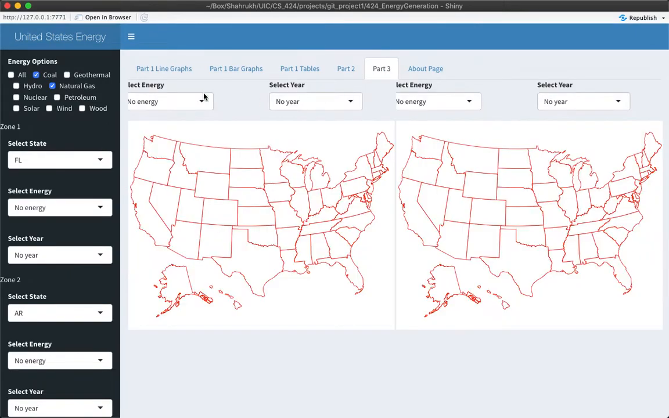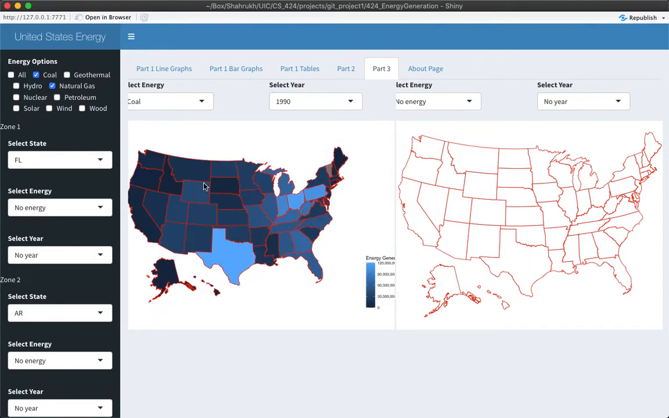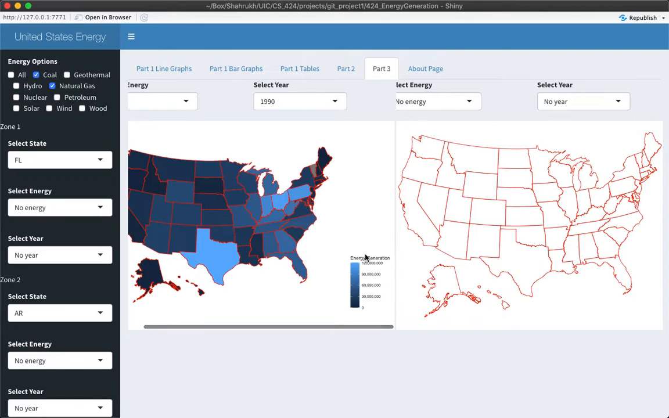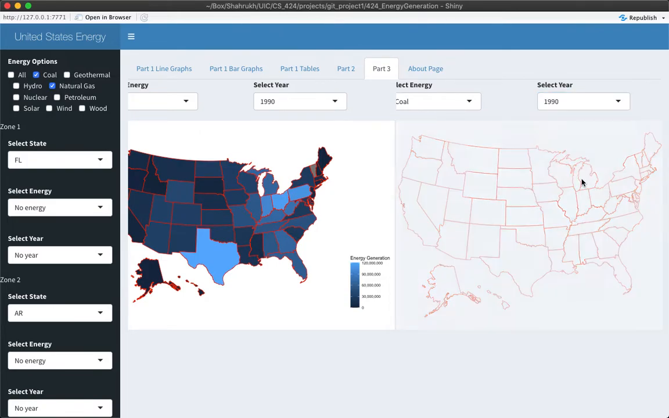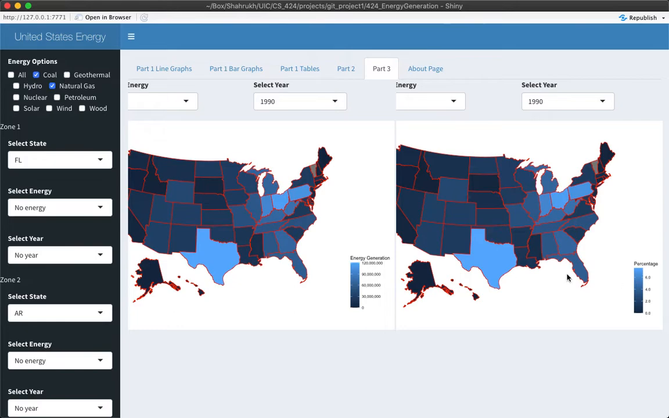And lastly, this is the maps. So what you're able to see is coal, and you're able to see a specific energy and a specific year, and we'll see over here all of the different data. And so the left one shows the actual numbers, we see 120 million. And on the right, we'll see the percentages. So if we select the same thing, then we'll see how much percent for each state it was shown.